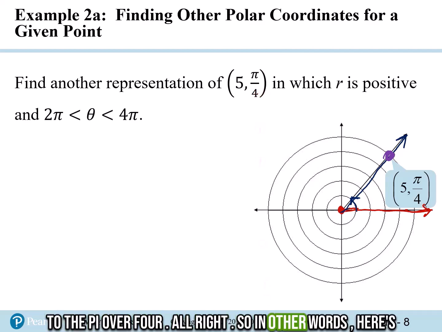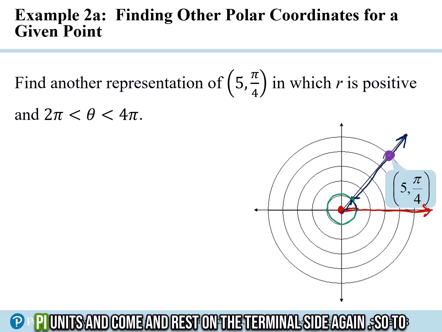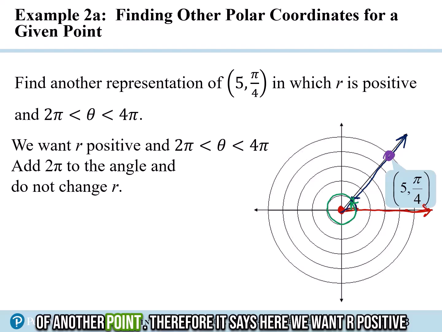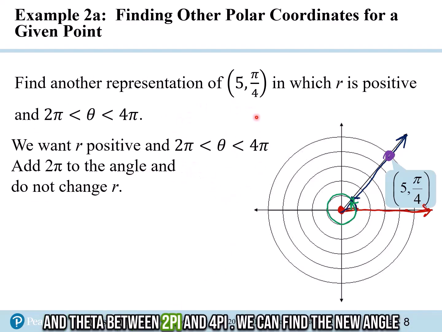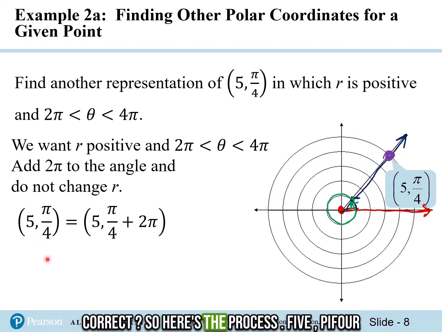All right. So in other words, here's what we are doing. From this terminal side, we go a full 2 pi units and come and rest on the terminal side again. So to the pi over 4 radian, we have to add 2 pi to get our new angle value of another point. Therefore, it says here we want r positive and theta between 2 pi and 4 pi. We can find the new angle value by adding 2 pi to the angle, but we do not change r. Correct?